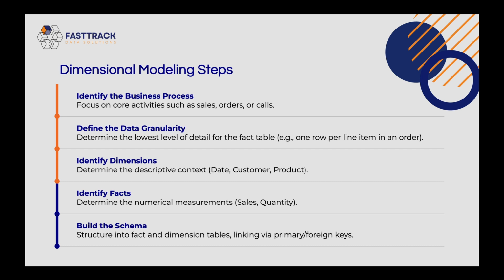Then, identify dimensions. Determine the descriptive context such as date, customer, product. Next, identify facts. Determine the numerical measurements such as sales, quantity, etc. Lastly, build the schema, structure into fact and dimension tables, linking via primary/foreign keys.